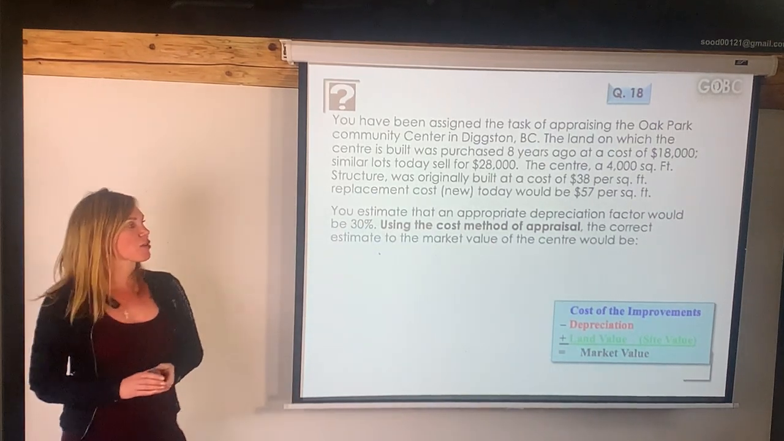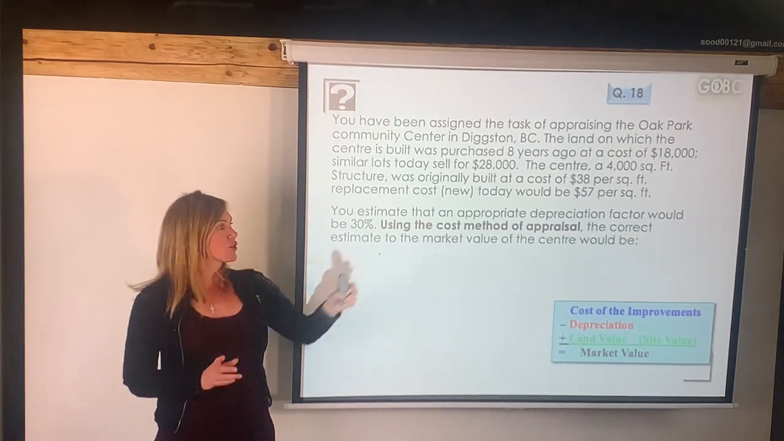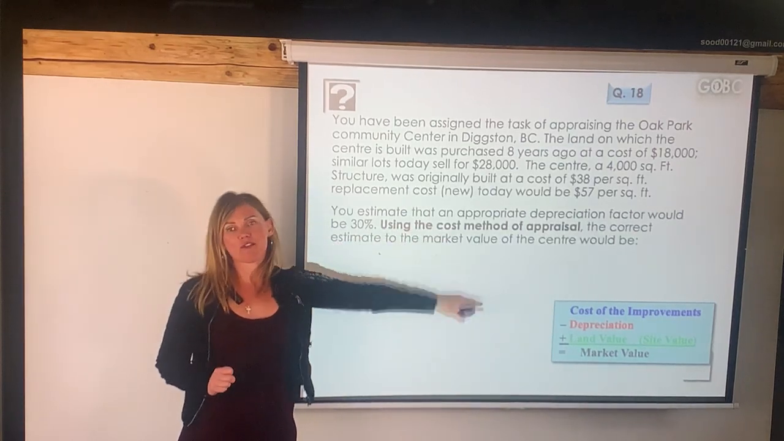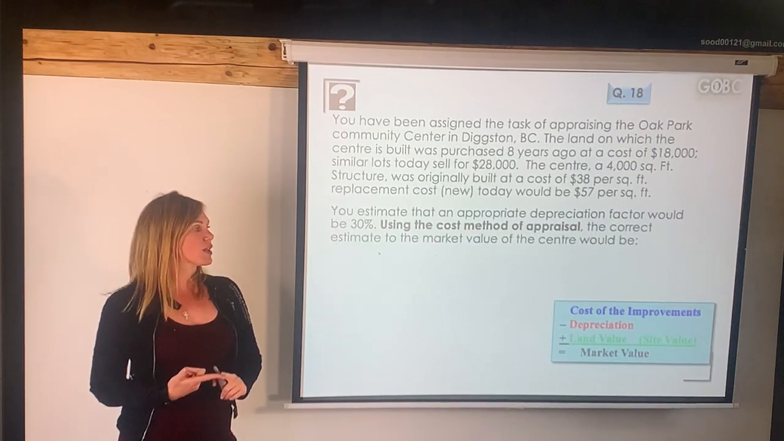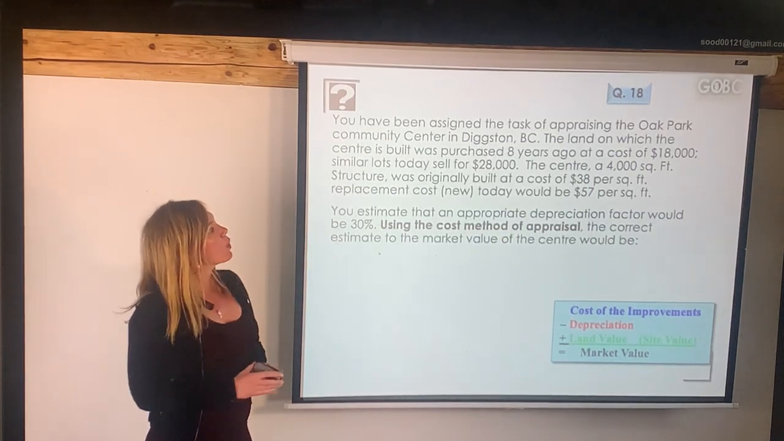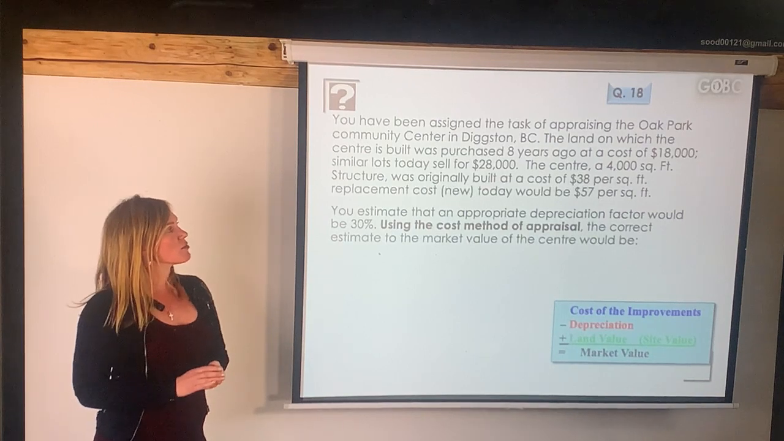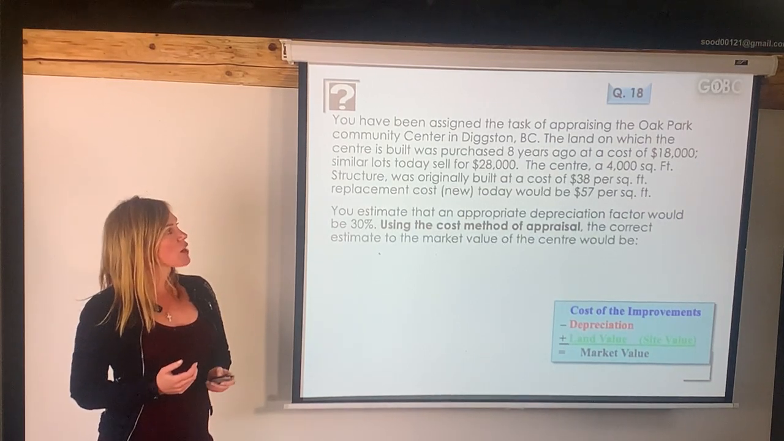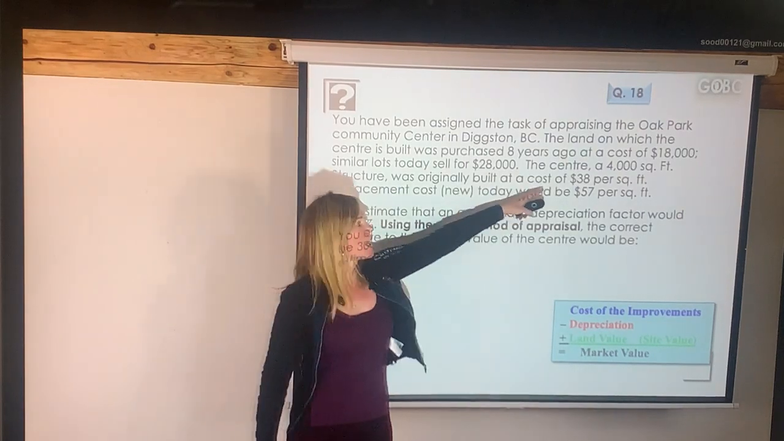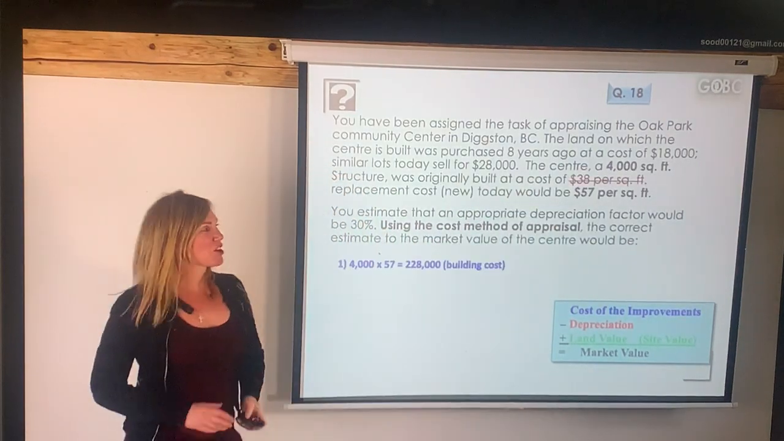Using the cost method of appraisal, the correct estimate of the market value. So the same cost method. If you say cost method, that formula should just jump to mind: cost of the improvements minus depreciation plus the land. So let's start with the first, the cost of the improvements. What numbers would you use for the cost of the improvements? You need the square footage and you need to know how much they charge per square foot. So you would use 4,000 and you would times it by what? Would you times it by 38 or 57? It's smart. Tell me that it's 57, right?